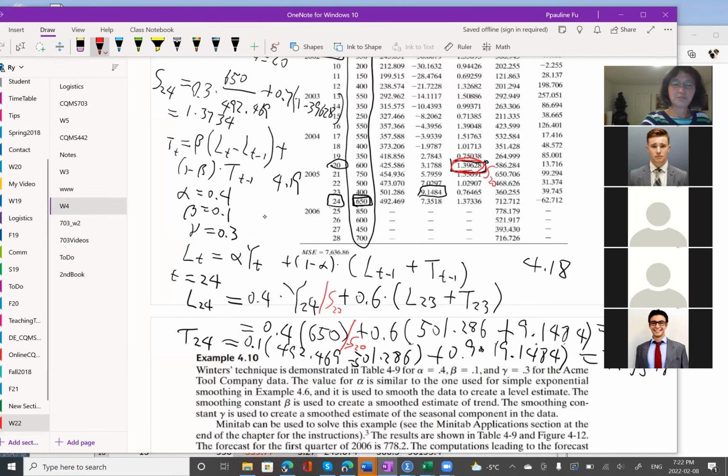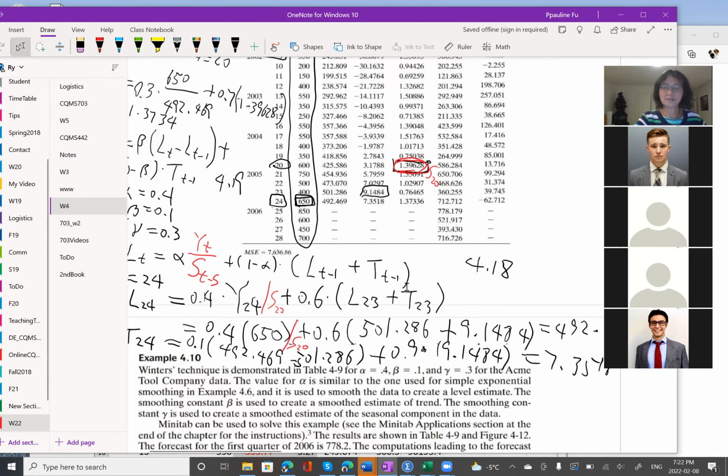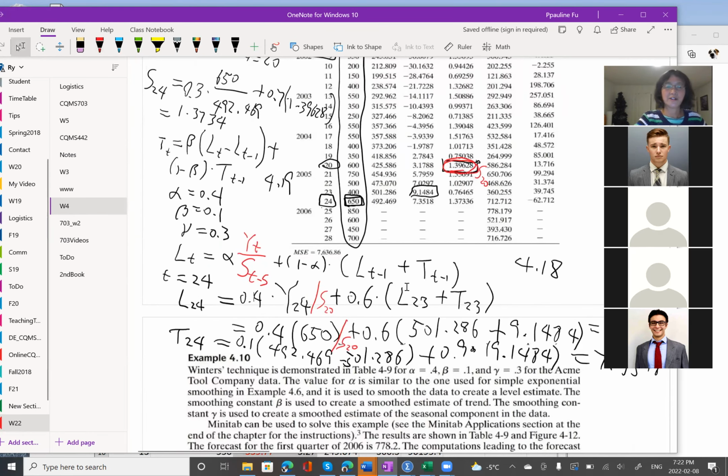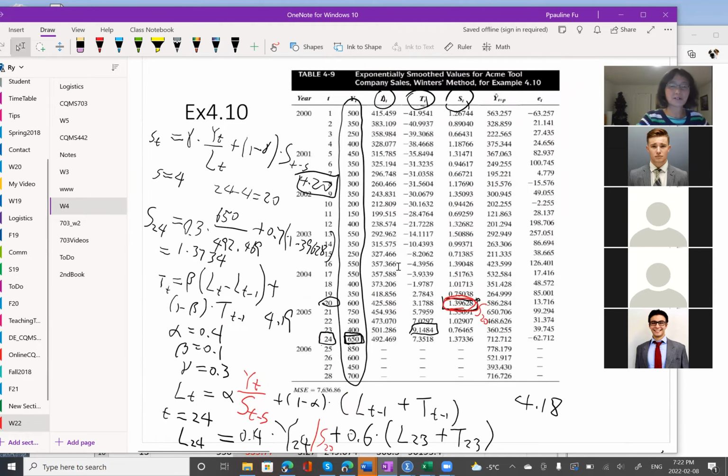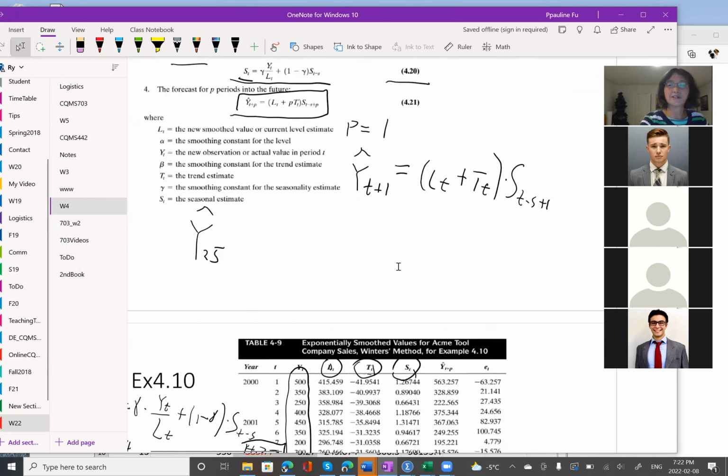Okay, and I need to modify this formula. This formula should be YT over ST minus S. Thank you so much for pointing that out. Okay. Yeah, that is the formula here. So once you get LTS, how do you make a forecast? The forecast formula is here.